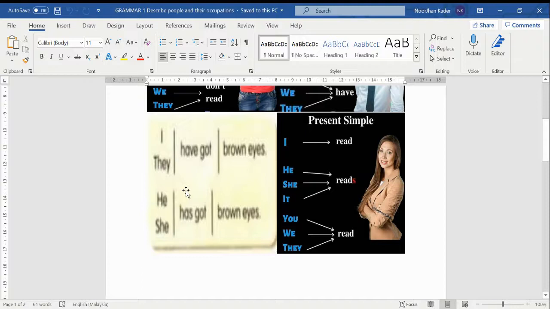Okay, I repeat that again. I, they, and we have got brown eyes. He, she, and it has got brown eyes.